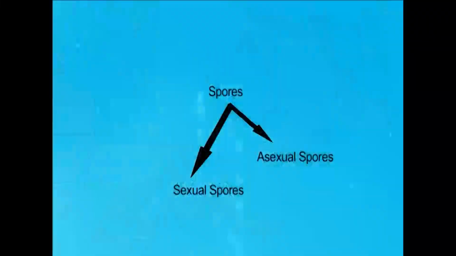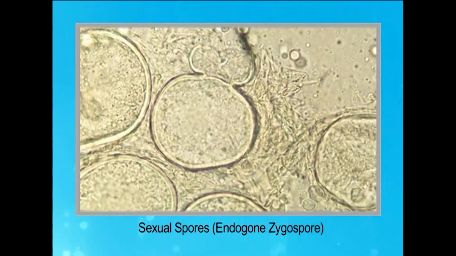A very important characteristic feature seen in molds is the presence of spores. These spores can be of two types. One is called the sexual spore and the other is called the asexual spore. Sexual spores are formed due to fertilization. That means when the male and the female gametangia fuse together and a spore is formed, we call it a sexual spore.